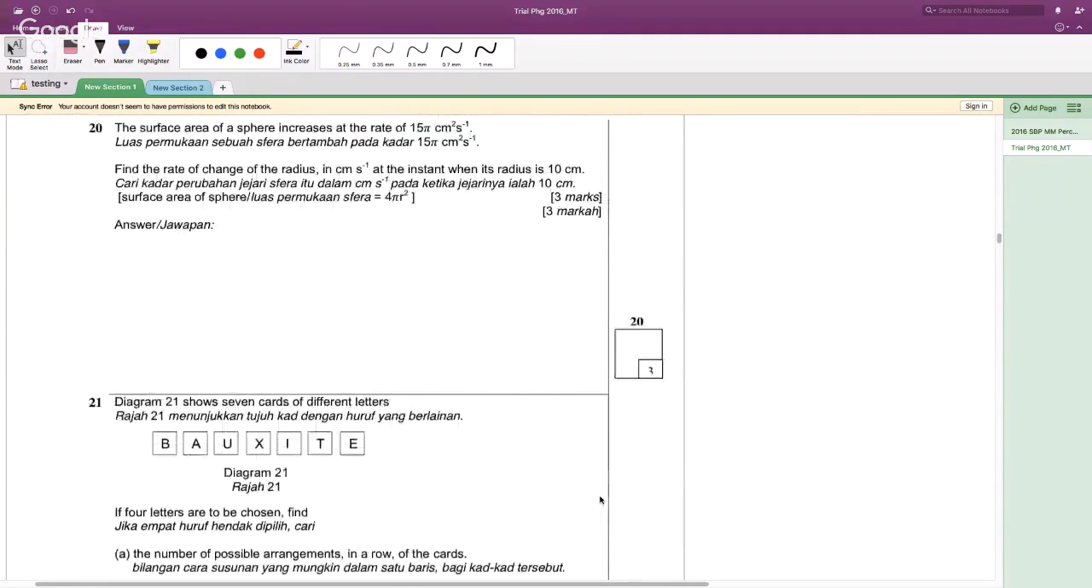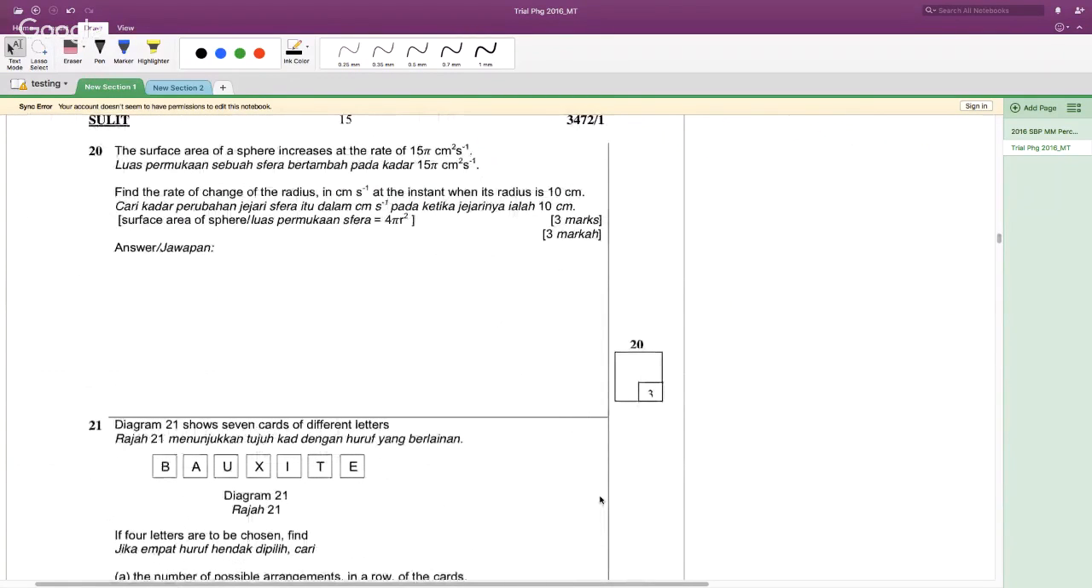Okay, let's move on to the next one. The surface area of a sphere increases at the rate of 15 pi. So basically this is area and rate. You should know dA/dt equals 15 pi. Find the rate of change of the radius. So the question actually asks you to find dr/dt at the instant when r equals 10.